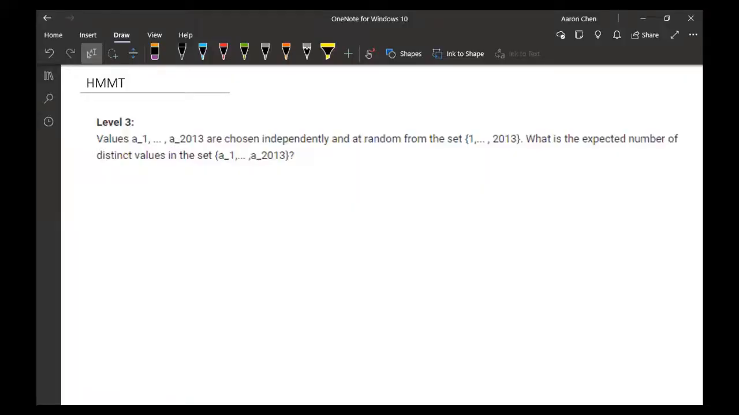3. So you're given the values A1 to A2013, and they're chosen independently and at random from the set 1 to 2013. And so we want to find the expected number of distinct values in the set of A1 to A2013.